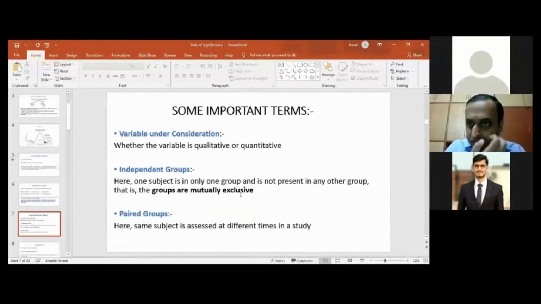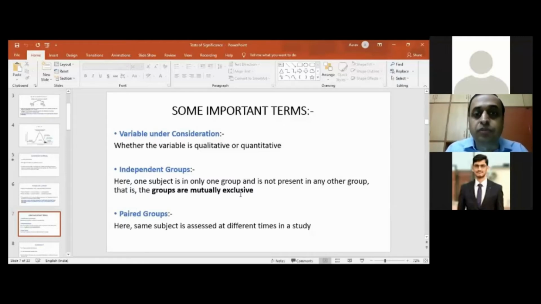Now some other terms which I would like to tell you before we jump on to the test of significance. We must know what is the variable under consideration. So please try and figure out whether your variable is qualitative or quantitative. If it is hemoglobin, it is quantitative. If it is age, it is quantitative. If it is diabetes, it is yes, no, so it becomes qualitative. So what is the variable which you are trying to assess? What is your interest of study? Whether that thing is qualitative or quantitative is also important. That will also govern the type of test of significance which you would like to use.